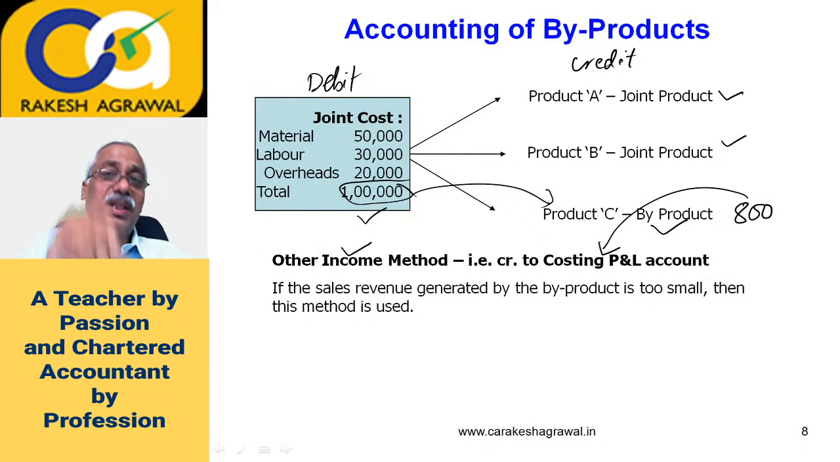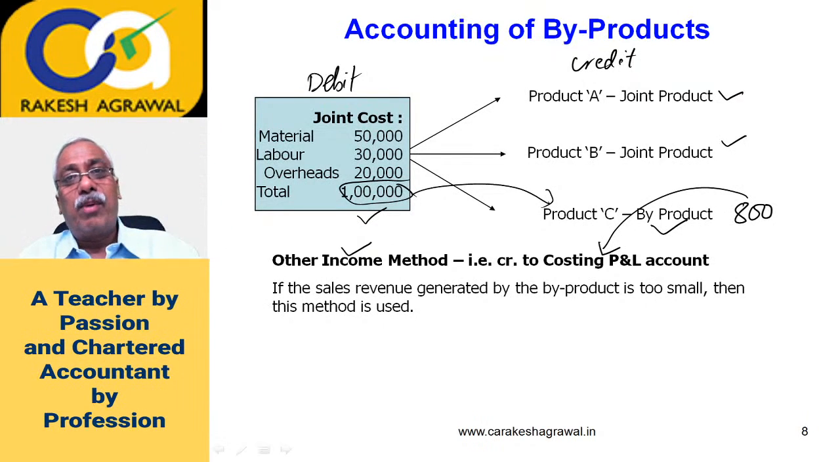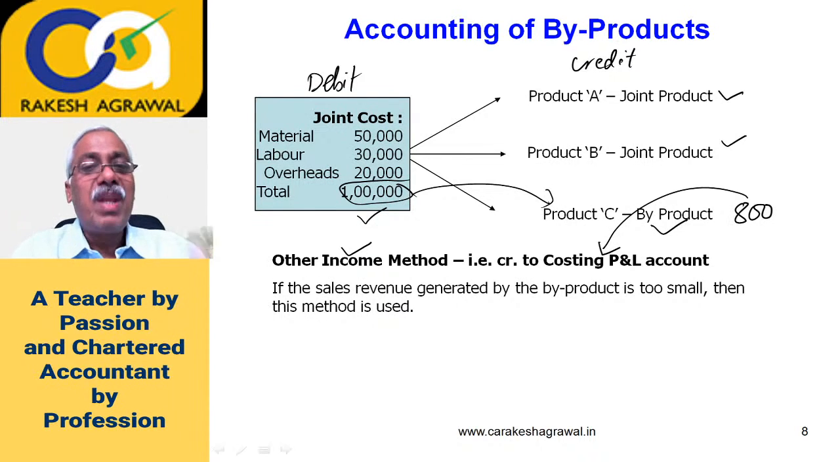It means in the process account itself. If the debit amount is here, and out of this 1 lakh cost you have generated that product C, so revenue should be credited to process account only instead of crediting it to costing P&L account. So that will be the next method. But this is one method which is suggested by the institute, so I have to discuss.